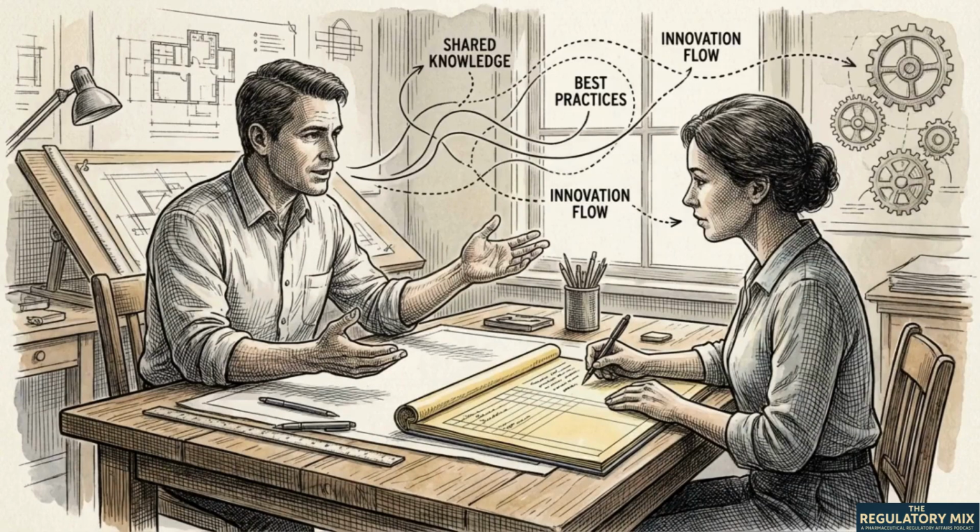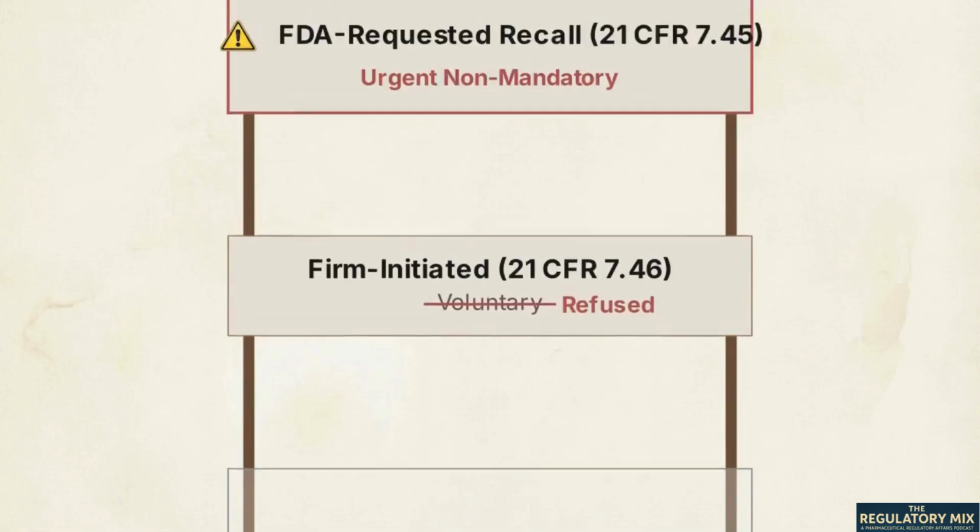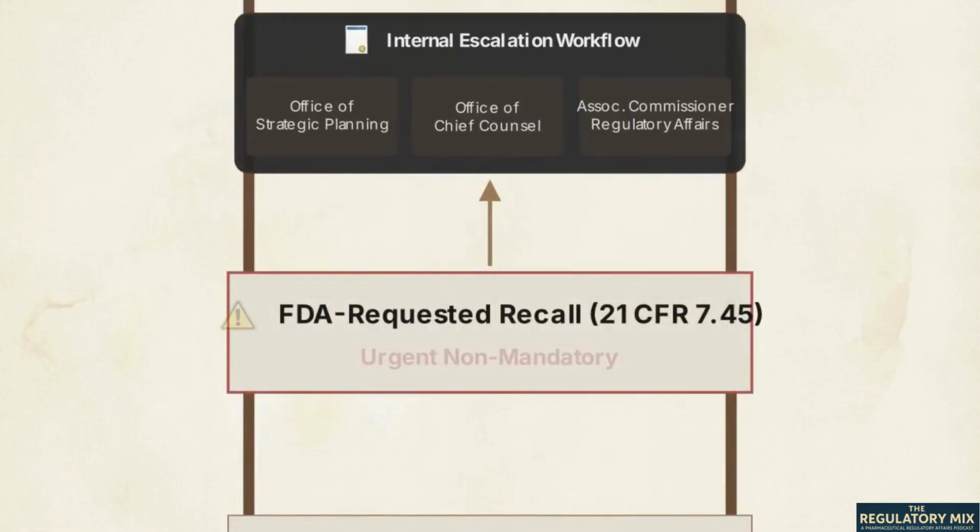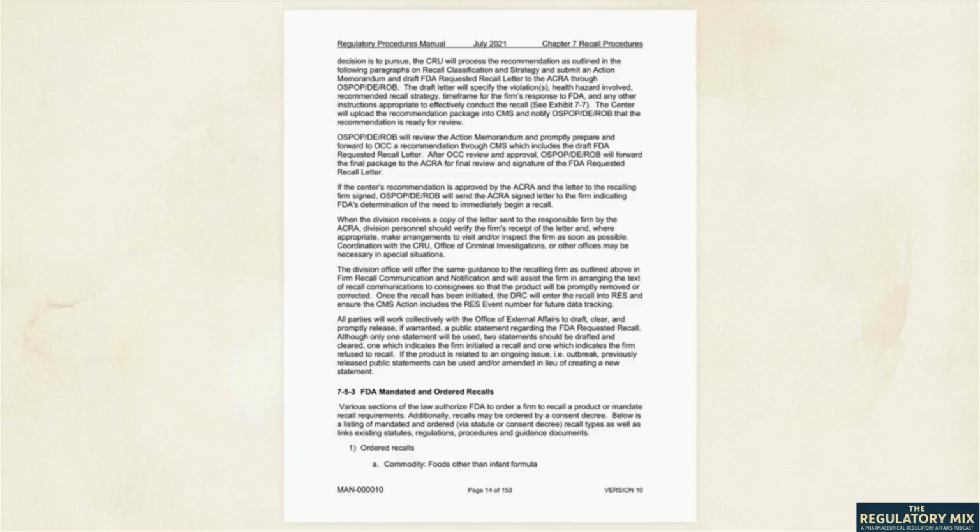There is a gray area. The FDA can informally recommend that a firm cease distribution and recall the product without formally invoking their legal authority. If a firm refuses, we reach the next rung on the escalation ladder, the FDA-requested recall under Section 7.45. This mechanism is reserved for urgent situations where mandatory authority does not exist. Executing an FDA-requested recall requires clearing massive internal bureaucratic hurdles. It demands formal approval and a multi-step workflow involving the CRU, the Office of Strategic Planning, the Office of Chief Counsel, and finally the Associate Commissioner for Regulatory Affairs.